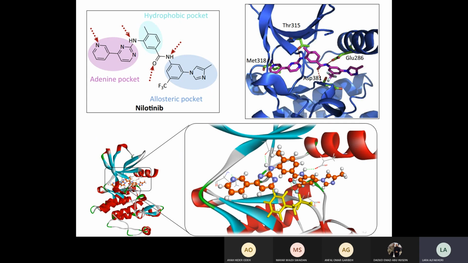Here are crystal structures of nilotinib. This is the part that reaches the adenine binding pocket. And this is the methylphenyl, still similar to imatinib, where the nitrogen in here forms interactions with the threonine 315, and this part of the drug reaches the allosteric site. لاحظوا the size of the trifluoromethyl.